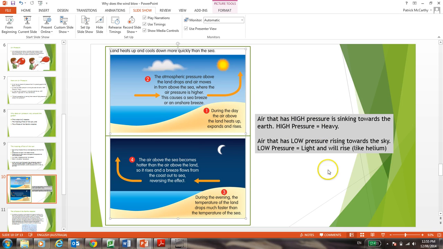Just looking at this box here, air that has high pressure is sinking towards the earth. So we're just reiterating, high pressure equals heavy. Air that has low pressure is rising towards the sky. Low pressure equals light and will rise like helium.